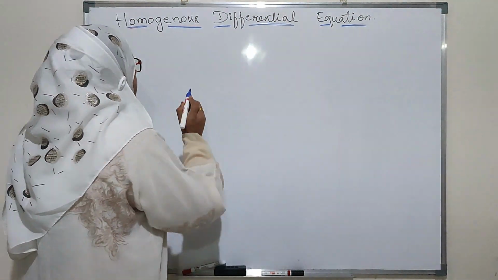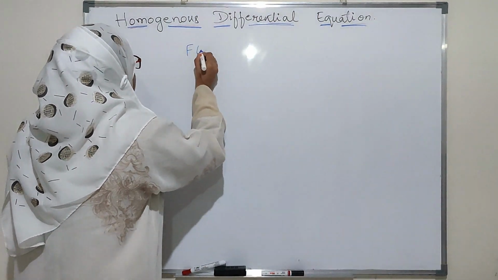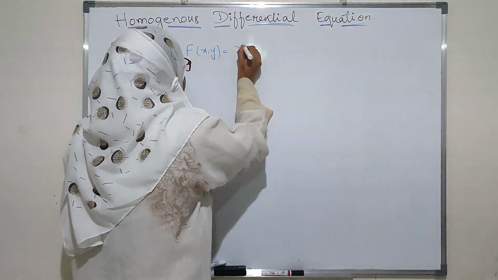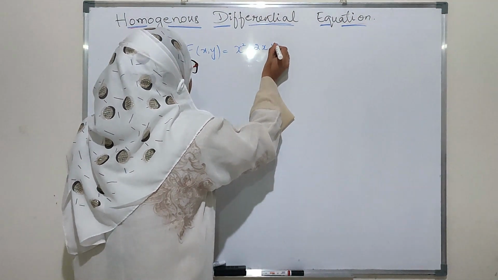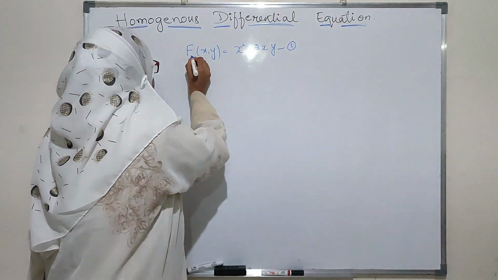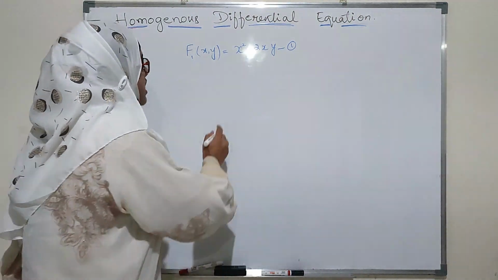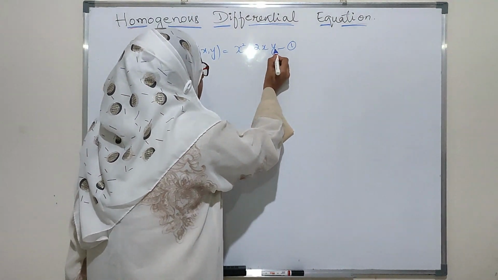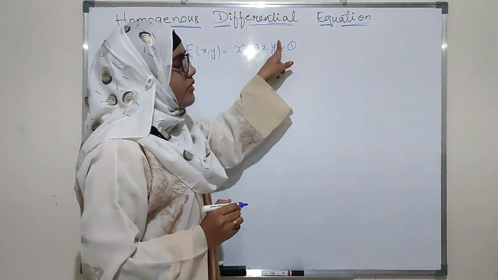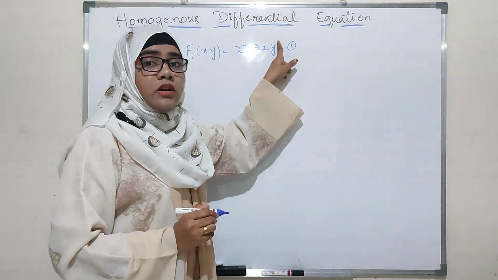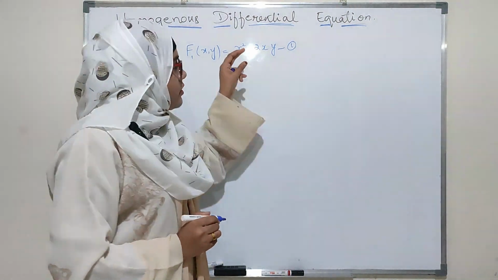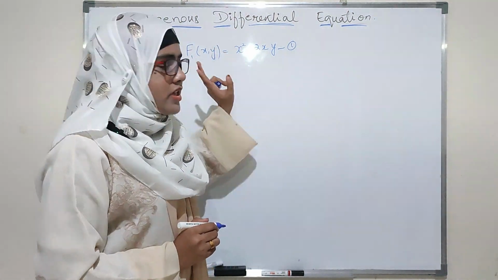Now consider a function f of x comma y equal to x square minus 2xy. Name this one as equation 1, and this function f1. Here we have x square, and here we have x and y. X and y are in product, so their powers can be added, and we get 2. So here each term has power or degree 2. So this one is homogeneous.